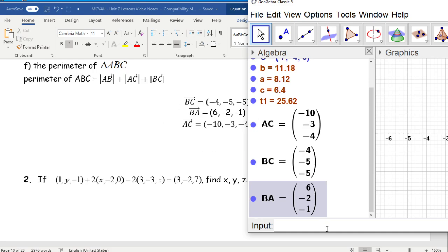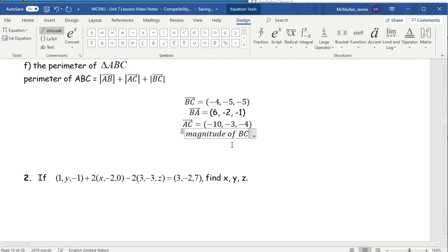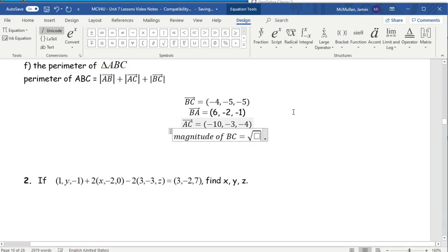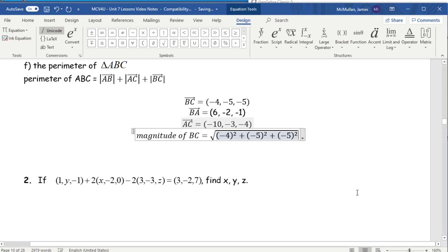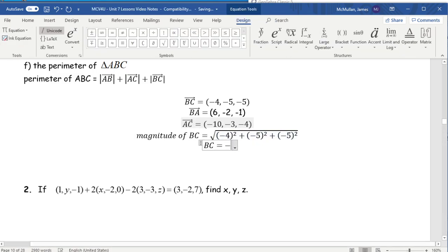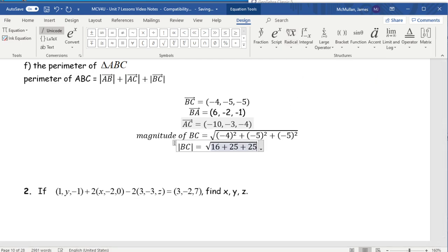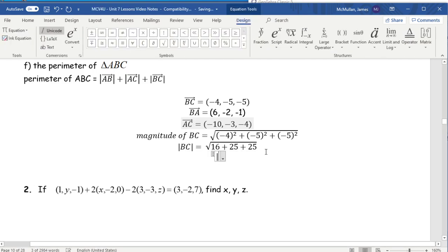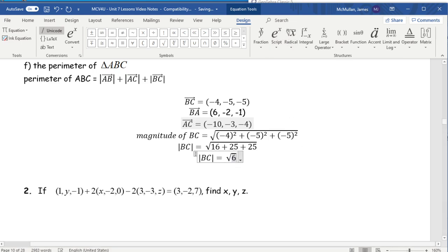Now, to get their magnitudes, right? So to get, let's say, the magnitude of BC, you take the square root of negative 4 squared plus negative 5 squared plus negative 5 squared. I'm just going to drop the vectors for speed here, but you need to write them when you're showing me your work. 16 plus 25 plus 25, so the magnitude of this one is square root of 66. Okay?